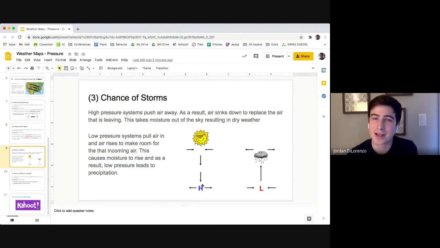Low pressure areas kind of do the opposite. Air comes into low pressure areas, and as a result, the air that already existed in that low pressure area needs to rise up to make room for that new incoming air. And when that old air rises up, it brings up moisture with it. And then as a result, you get a lot of moisture up in the sky, and that creates precipitation, which can be rain, snow, sleet, or hail, depending on the temperature.